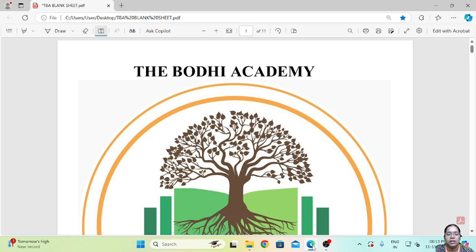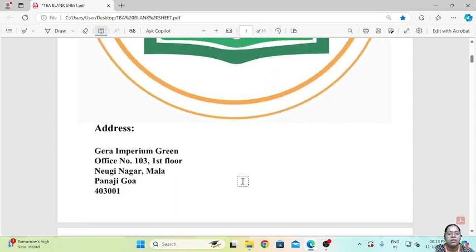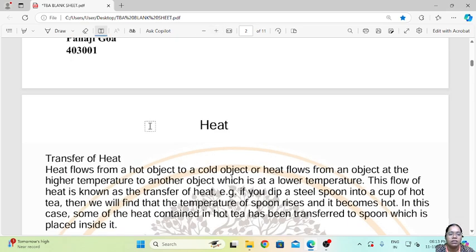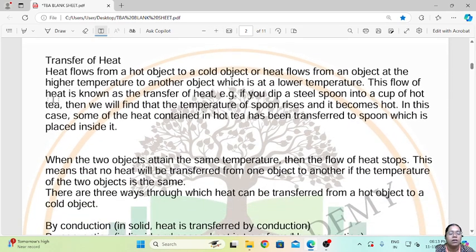My name is Shrutika and today we will continue with the chapter Heat from Standard 7th Science. So in today's class we will learn about heat transfer. So what is heat transfer? Heat transfer is basically the heat flows from a hot object to a cold object, or heat flows from one object at a higher temperature to another object which is at a lower temperature.